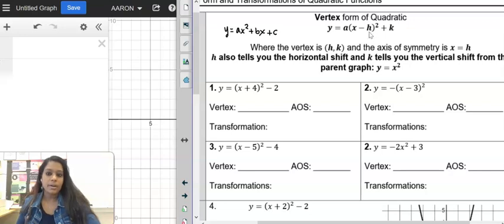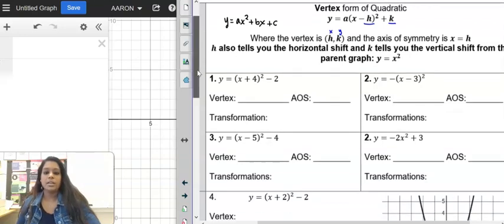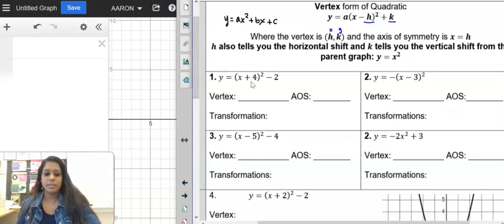The number that's being subtracted inside of the parentheses, this h right here, is the x-coordinate of the vertex. And the number all the way on the outside of my parentheses will end up being the y-coordinate of my vertex. So h and k. And also the axis of symmetry, which we know is going to be the x-coordinate, so x equals whatever we have for h. So let's take some examples here.